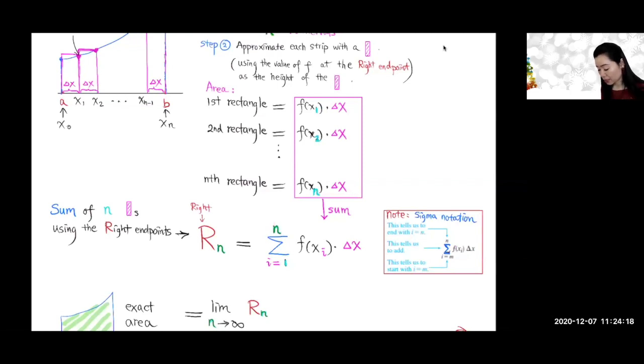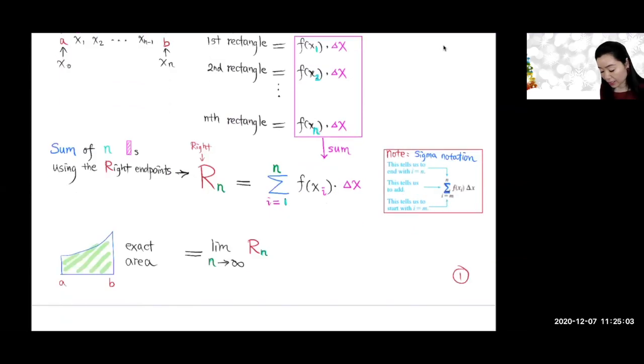This is the sigma notation, which means you're taking the sum. You're summing f of x1 delta x, plus f of x2 times delta x, plus f of x3 times delta x, etc. The sigma tells us to add, the number down here tells us to start with i equal to 1, and the number up here tells us to end with i equal to n. So this is just a notation for the sum.